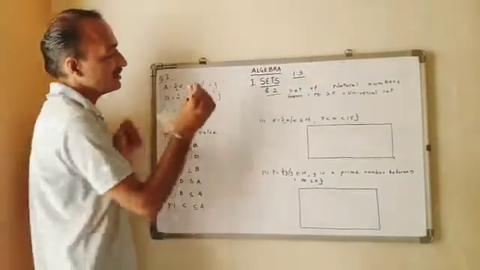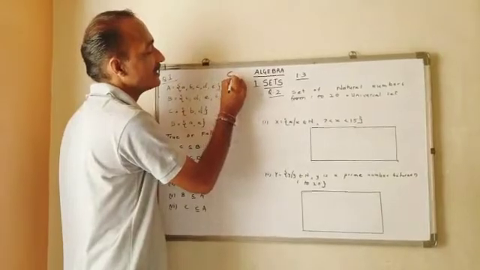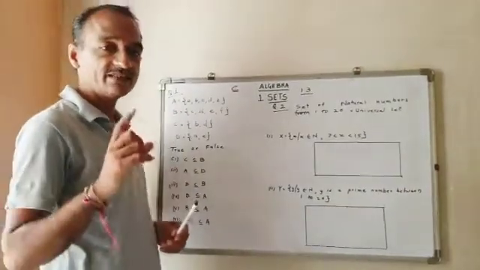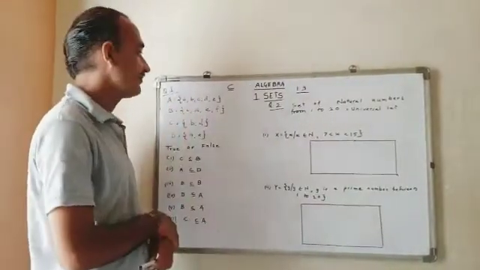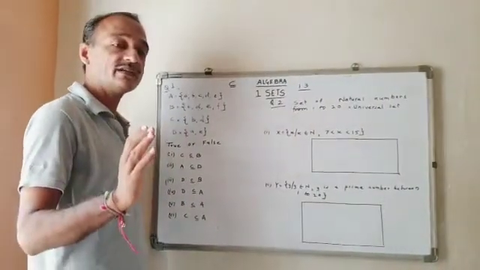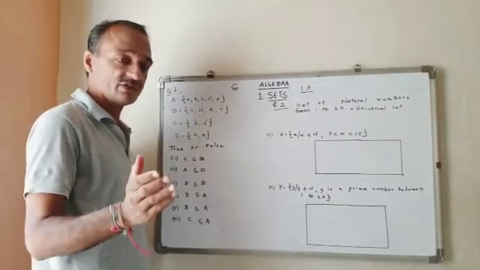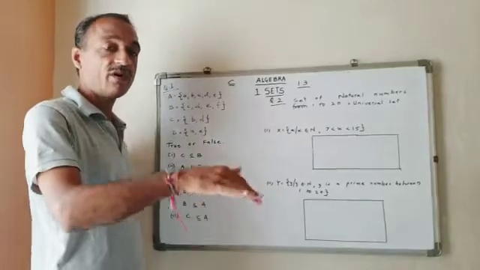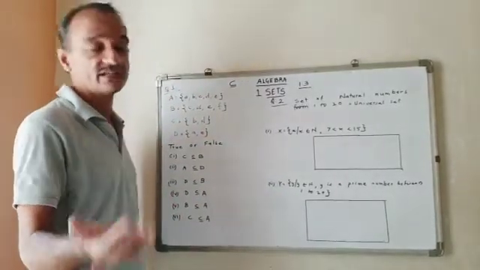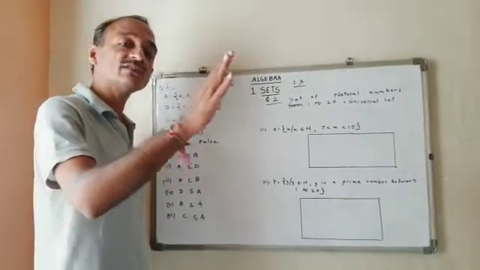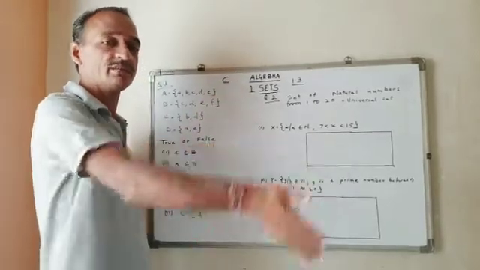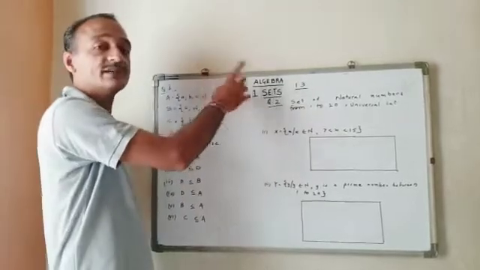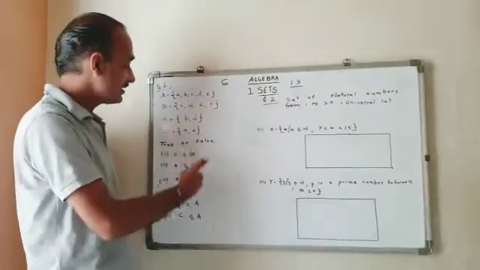Now this sign, we call it subset. For example, if there are two sets, set A and set B, if set A contains all the elements of set B, or the members of set A are the members of set B, and B is having more members, then we say that A is a subset of B. Let us look at this.